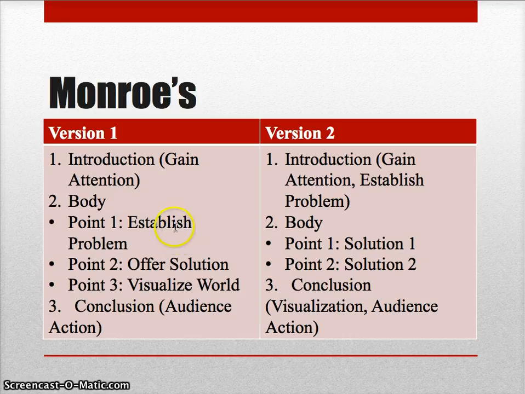The body points that we might use with version 1 of how to use Monroe's: we might do step 2 where we establish the problem in point 1, use step 3 in point 2, and visualize the world in step 4, or in point 3, right? So we've done steps 1, 2, 3, and 4 throughout this introduction and body part. And then we maybe would use the audience action in our conclusion.